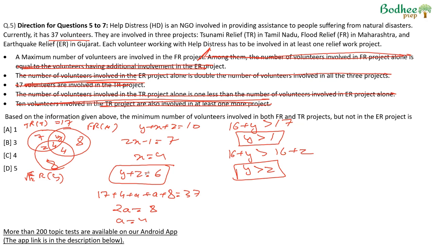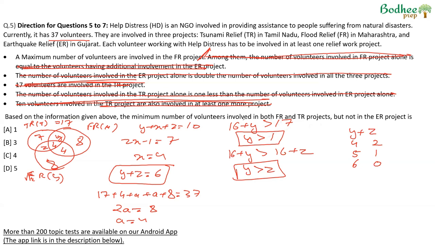Y plus Z has to be equal to 6. Let us look at the solutions for Y and Z. Y is greater than Z, so Y could be 4, Z could be 2; Y could be 5, Z could be 1; Y could be 6, Z could be 0. These are the 3 solutions possible. Because Y plus Z has to be 6, and Y is greater than Z, Y will be more than half of 6, which is 3. So Y is 4, 2, 5, 1, 6, 0.